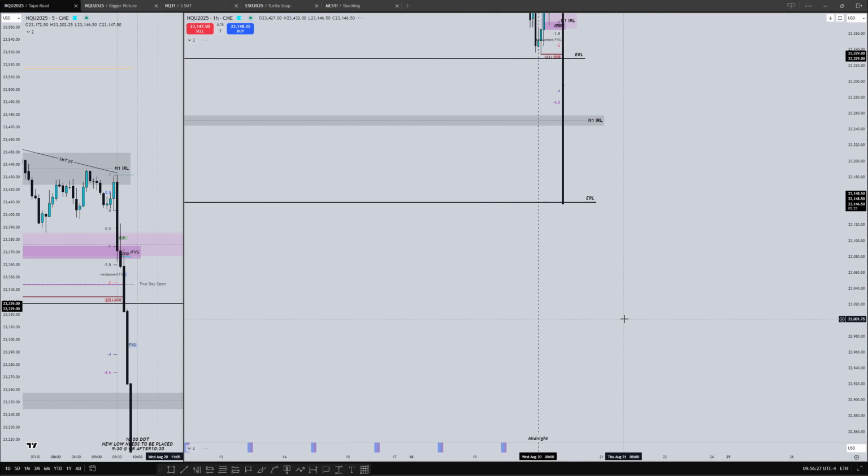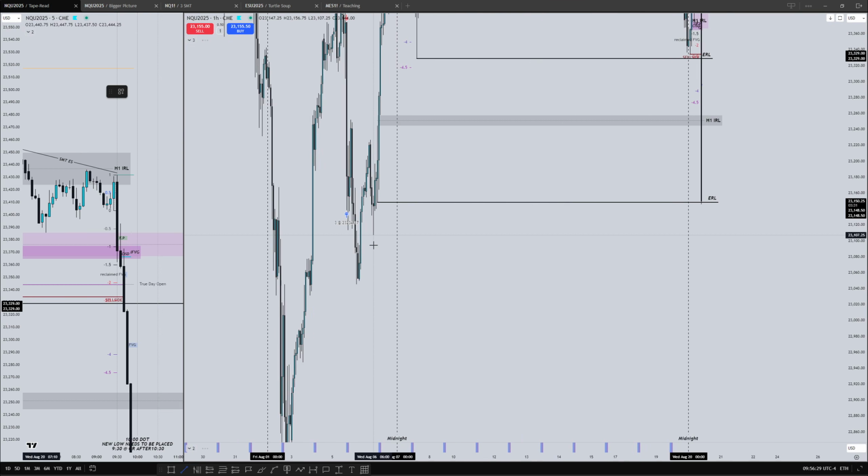All right, so we're still 4 minutes ahead of schedule. So we're gonna mark on more ERL targets here.